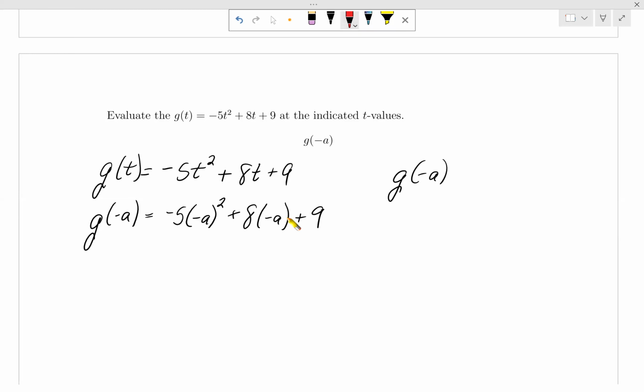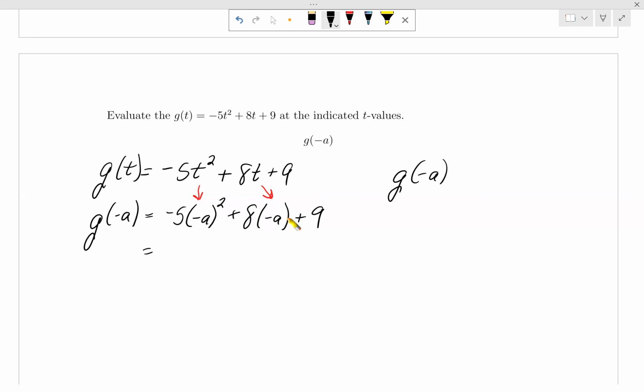It's always a good idea to put the thing you're plugging in in parentheses so that you don't lose a negative sign. I've probably said this in all the videos, but it's always a good idea to do it like that, so you don't lose a negative sign, stuff being squared. I always lose negative signs, and I've been doing this for a very long time. So it's always a good idea to put it in parentheses.